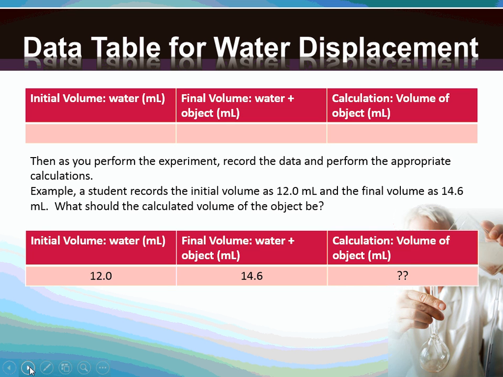Okay, so initial volume of 12, final volume of 14.6 means what is the volume of the object? Real quick, take your calculator out if you can't do this in your head. Oh my goodness, I can't believe that you asked me to take out a calculator. You didn't warn me. Pause the video. All right, here's the answer. The volume is 2.6. So 14.6 minus 12 equals 2.6.